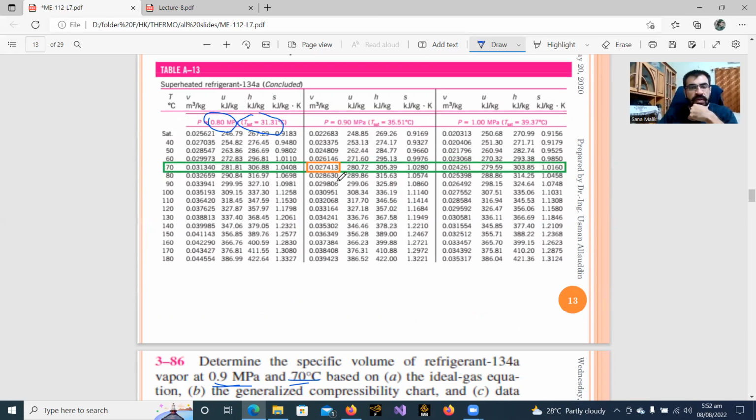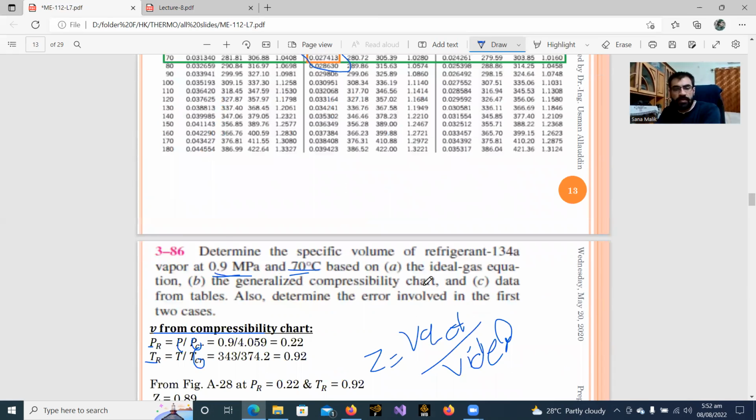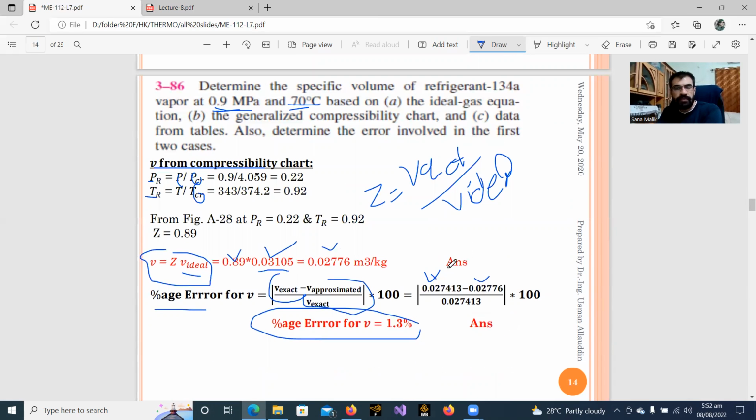So V is coming out like this, 0.02, but this value is not like that. This value is the exact value. This value is ideal, and it would have been found out by using P is equal to RT. P, T, R from the table, we can find V1. This will be the ideal one.